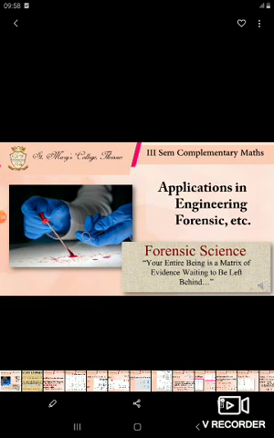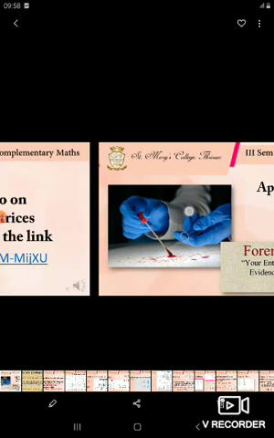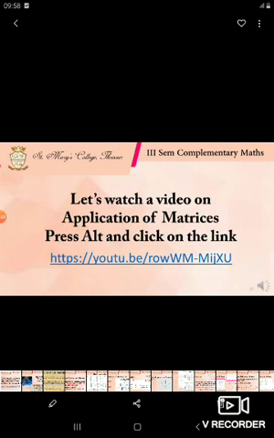Okay. Now applications are there. We have so many applications in engineering. Nowadays we are so familiar with forensic sciences in the crime branch and all. So it has application in forensics also, and more application levels are attached in this video.